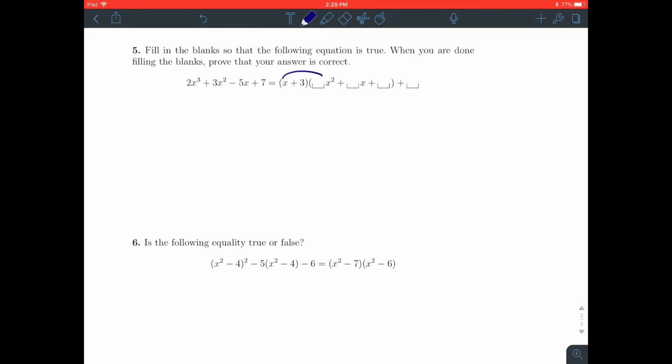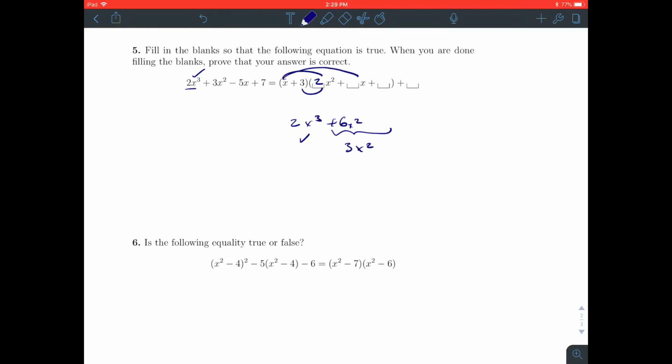X times blank x squared gives us 2x cubed. That means this must be a 2. That gives us 2x cubed. That's wonderful. We're going to switch between x and 3. That gives us 6x squared. But we don't want 6x squared. We actually want 3x squared.